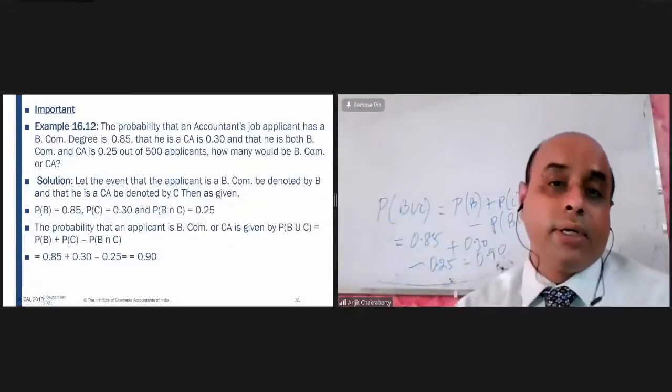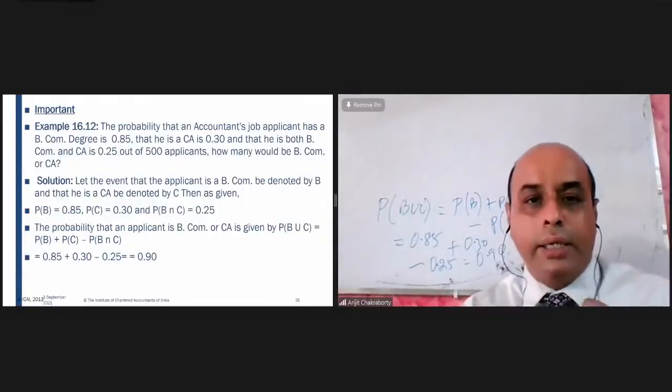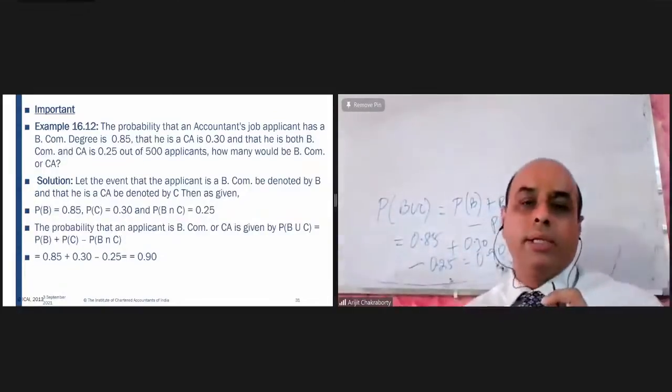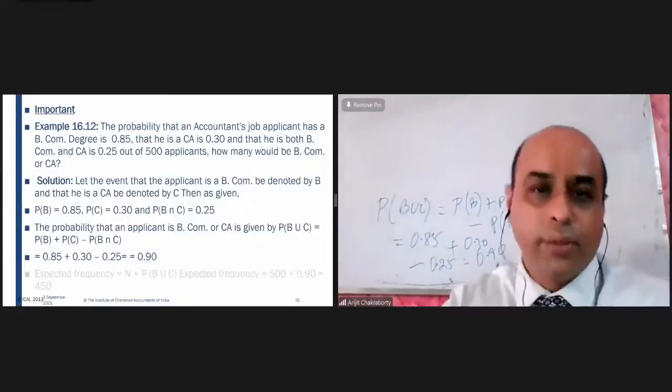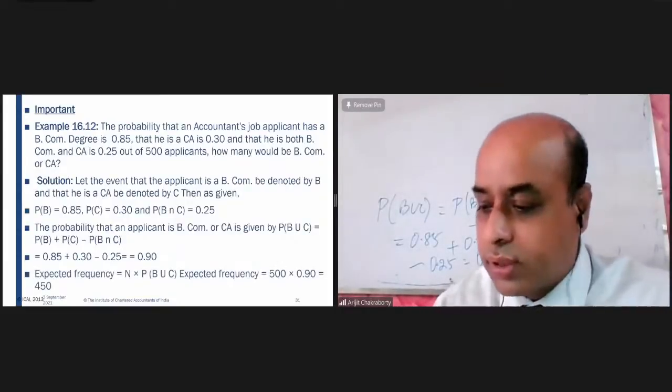And now we have 500 applicants. So how do you find out the number of applicants? It is clearly 500 into 0.90, that gives you 450. So the expected frequency comes to 450. Some of you have got it right. Very good.